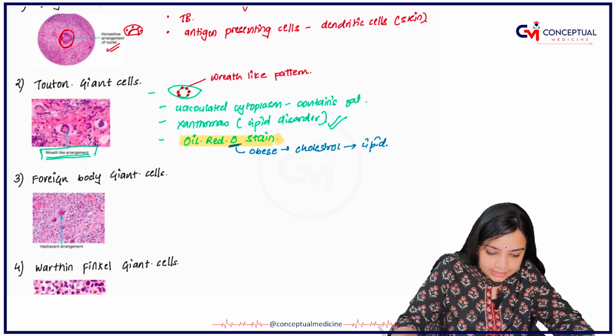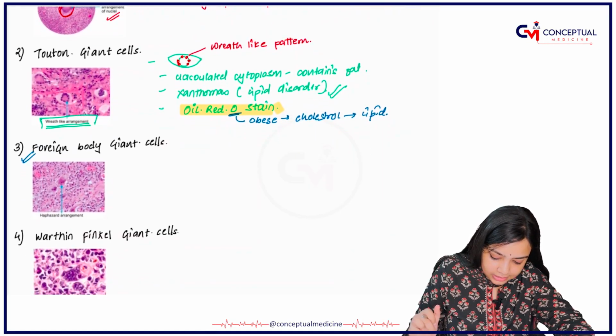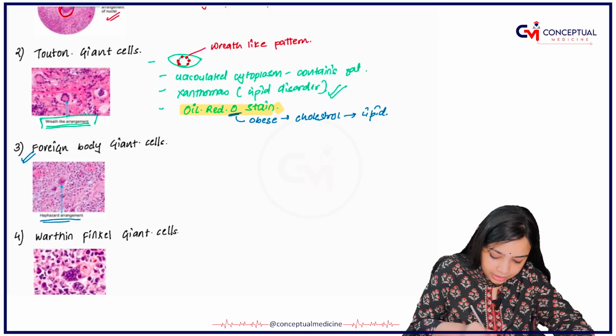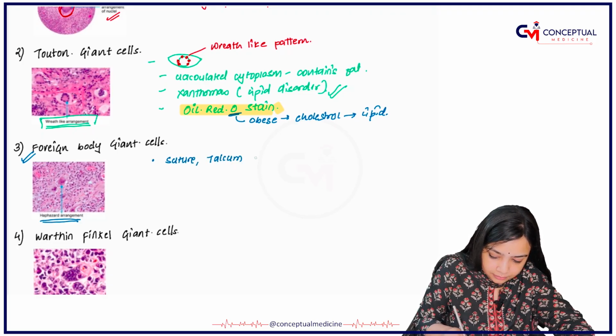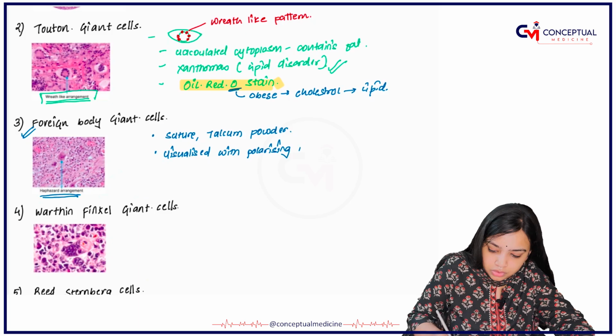Okay. Next thing that we have is the foreign body giant cells. Now for the foreign body giant cells, there is a haphazard arrangement. It is seen in foreign bodies like in the suture and in the talcum powder. Okay, it is visualized with a polarizing microscope.